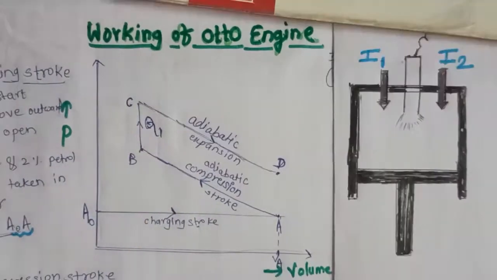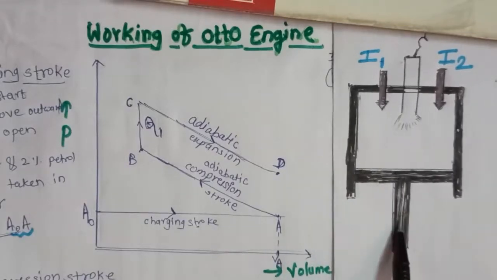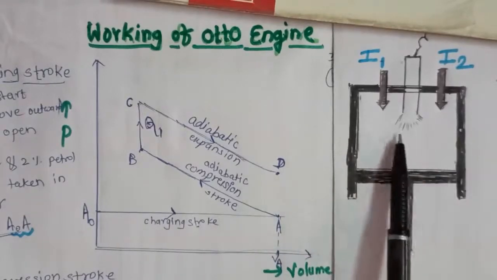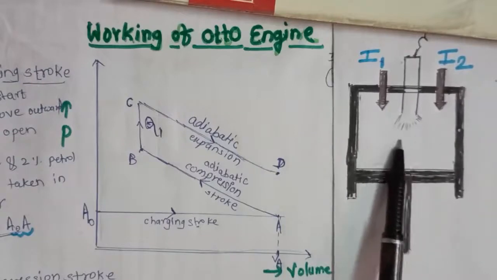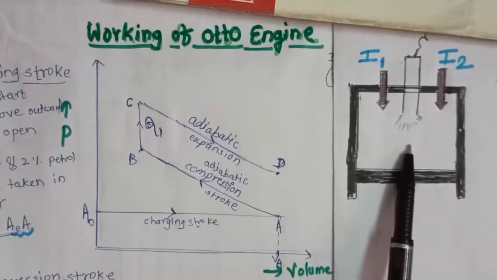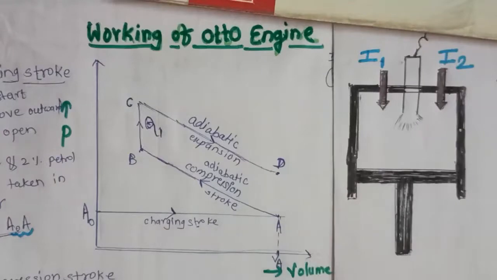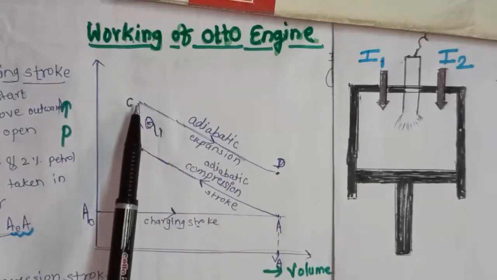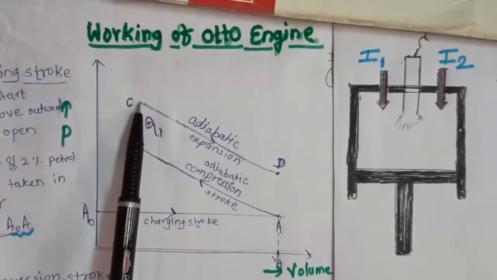Third stroke, the working stroke. This piston moves outward. Due to that, the mixture inside the cylinder undergoes adiabatic expansion. Due to the expansion, temperature decreases, and this change is represented by curve CD.